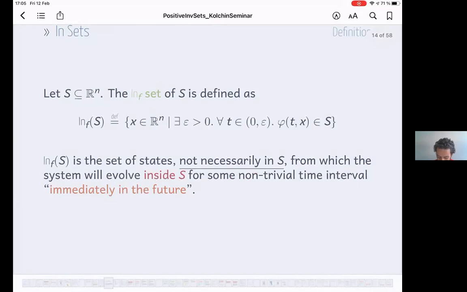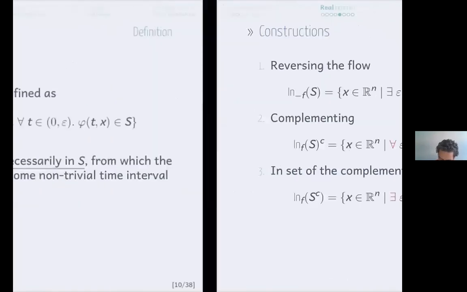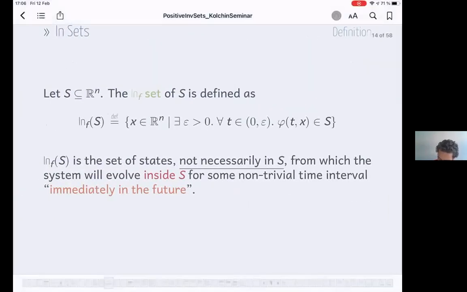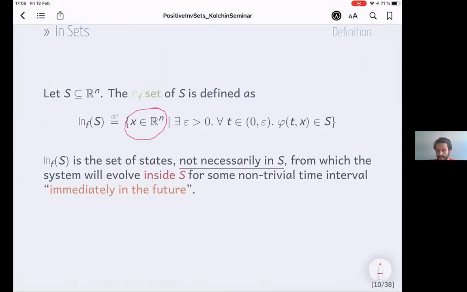What is this definition saying? You take a set S in Rn, and you take all the points in Rn. Sorry, you're taking all the points in Rn, and you don't necessarily need to be in the set S. The condition is that there exists an epsilon such that for all t between 0 and epsilon, the flow remains within S.